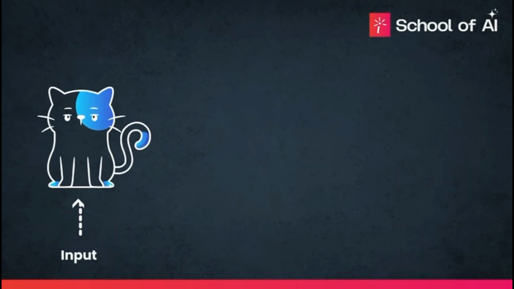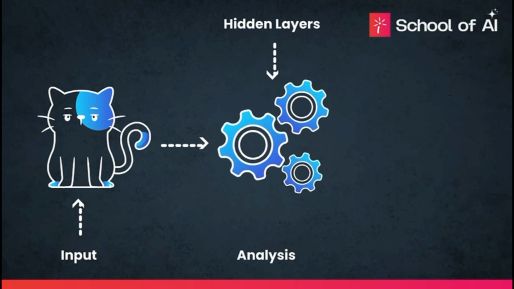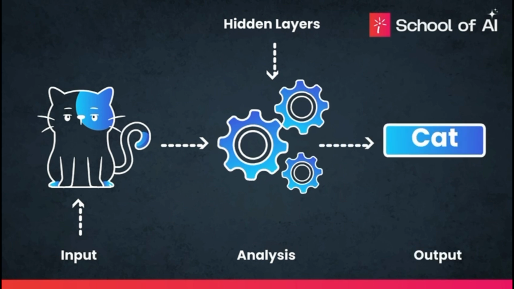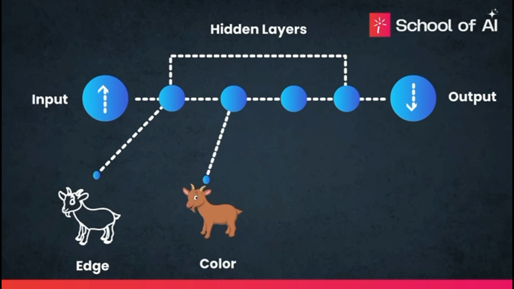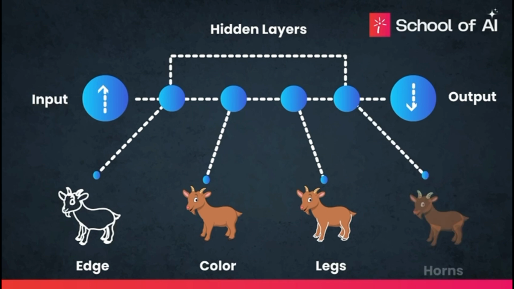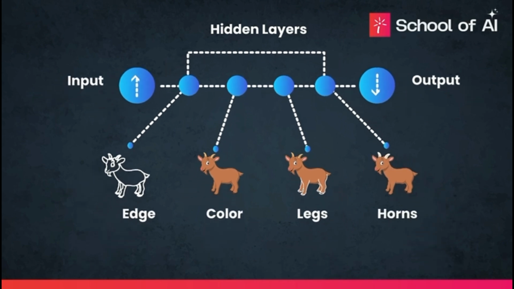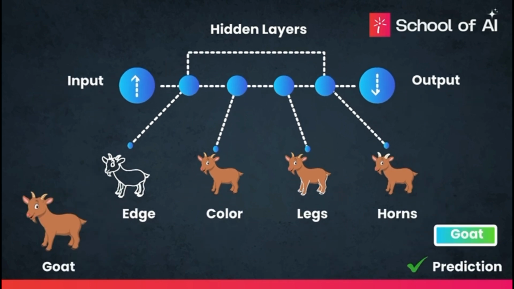As the images pass through the neural network, they move through hidden layers. Each layer has its own job. One detects edges, another might focus on colors, and another counts the legs or even notices horns. Eventually, the network makes a prediction. It guesses what the image is based on all the information from those layers.